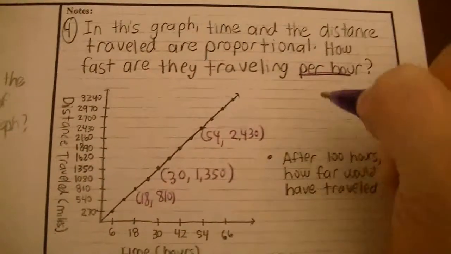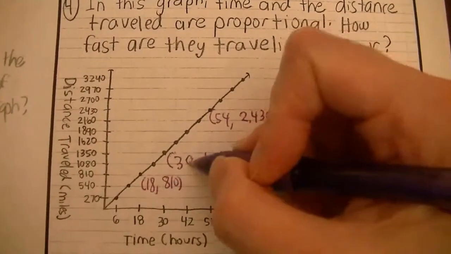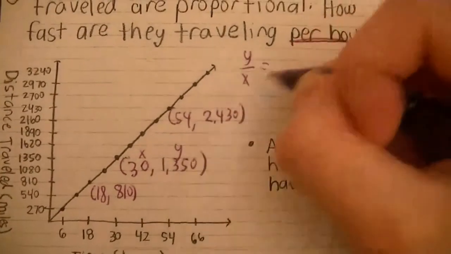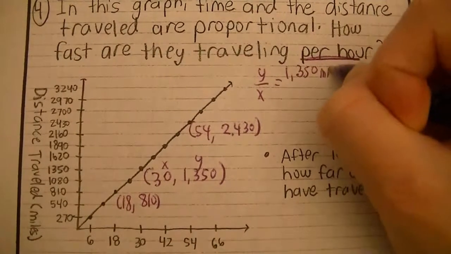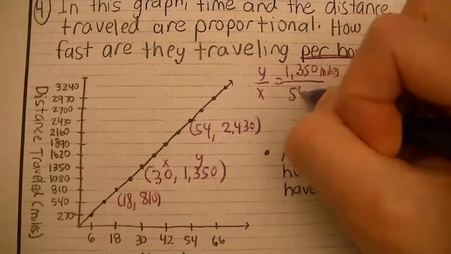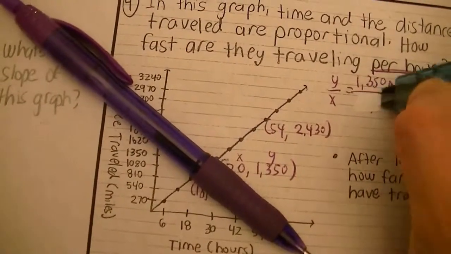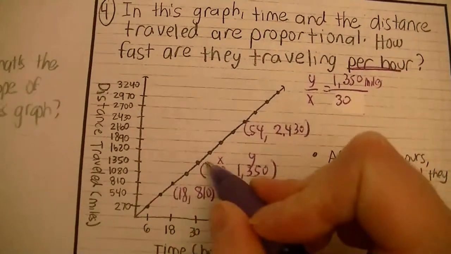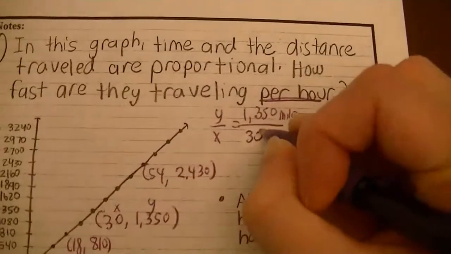Okay, so we have to figure out how fast they're traveling per hour. I'm just going to pick this one right here. Y divided by X, to find the unit rate. 1,350, that's y, so that's miles, divided by x, which is 30. I lost my way. Remember, it's got to correspond. My mistake, sorry about that. 30 hours. So after 30 hours, they went 1,350 miles.